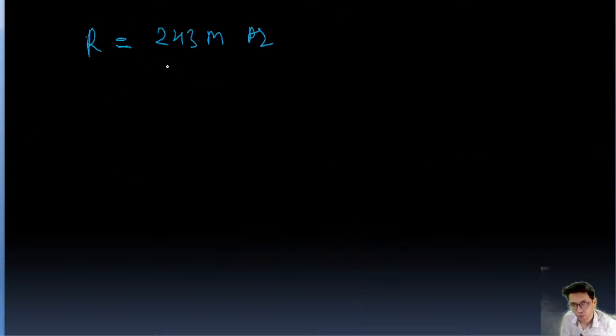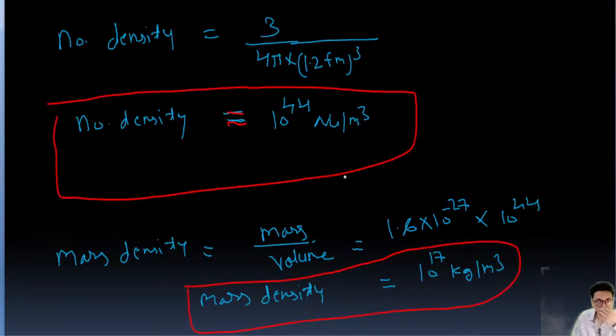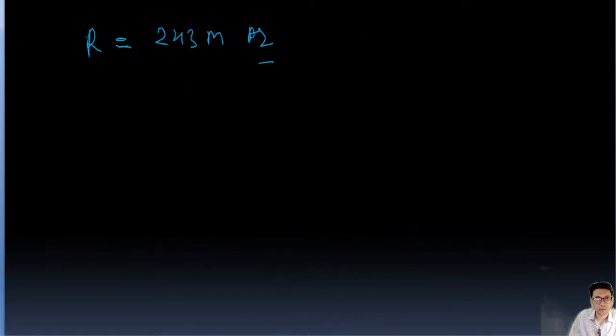So this value is going to be almost equal to 243 meter. Okay, this is the answer. So guys, these two values are very important: the number density of nucleus and mass density of nucleus, or we can say nuclear density. Mass density or density of nucleus means nuclear density, right? This one is important. Next, we are going to find the mean square radius.